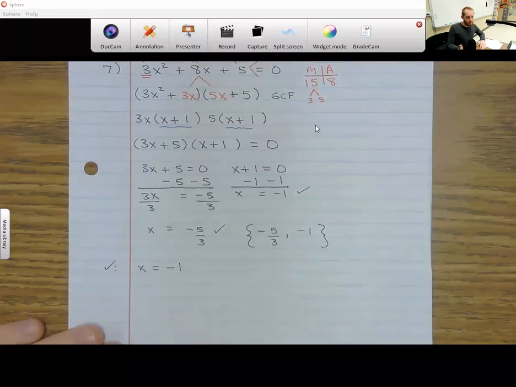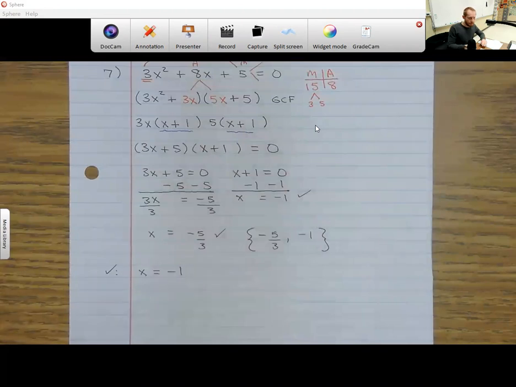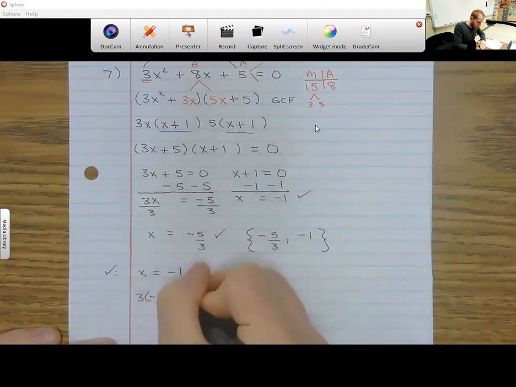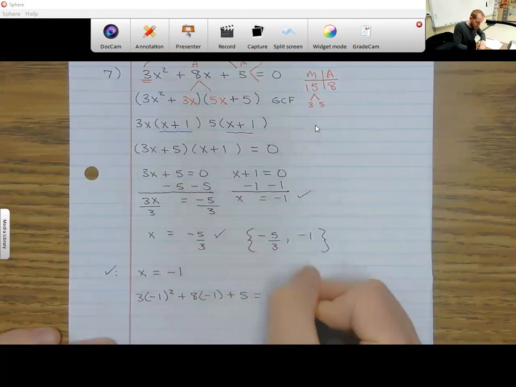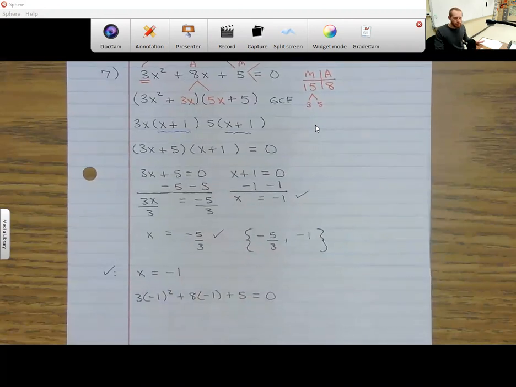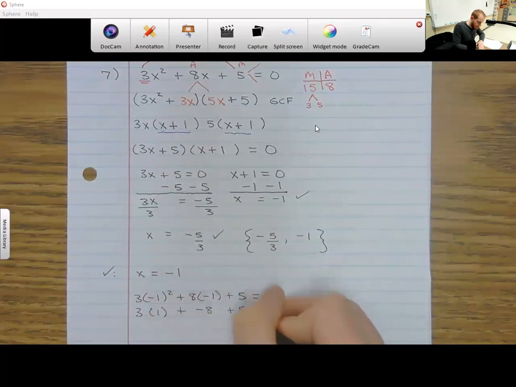So if I let x be -1, everywhere I see an x up here for my original equation, I'm going to let x be -1. So I'm going to have 3 times -1 squared plus 8 times -1 plus 5 equals 0. I'm just taking that original question and letting every single x be -1 and seeing what happens. So here, I know that -1 squared is actually going to give me a +1. So I get 3 times +1 plus -8 plus 5 equals 0.